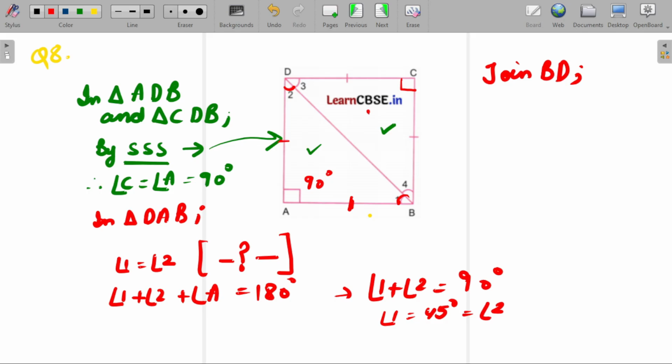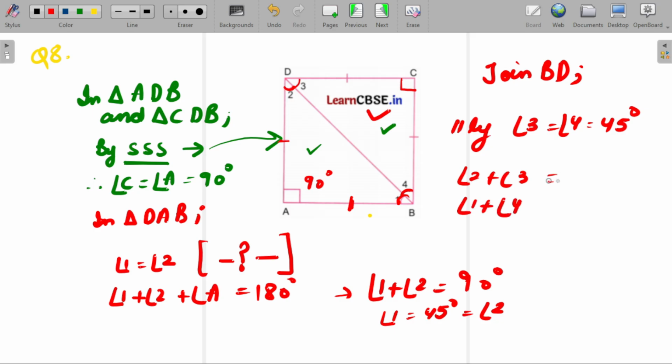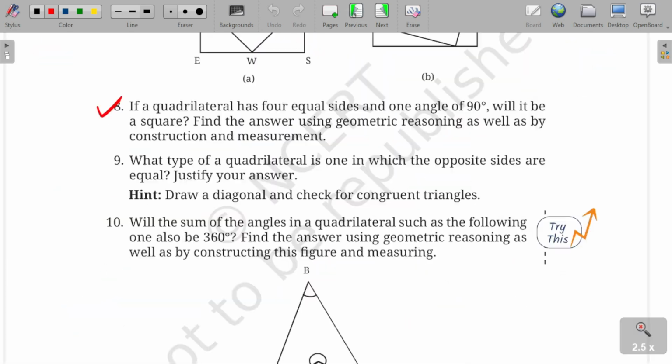Similarly, by using this triangle, angle 3 is 45 and angle 4 is 45, with the same process. By adding 2 plus 3 and by adding 1 plus 4, you will get 90 each. That means all the angles are 90 degrees. Yes, this is a square. Clear? Moving to the next question.